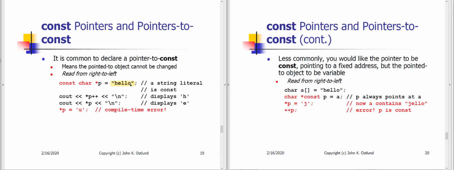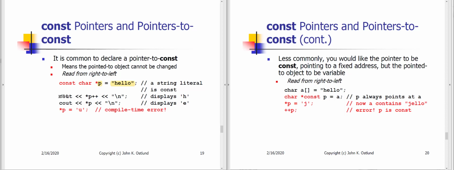Now that string literal in the static data area cannot be changed. Therefore, in order to save the address of the little h, I need to save that into a variable which is a pointer to a character constant. That means that p itself can change. P is just a pointer, but the thing that p is pointing to cannot change.